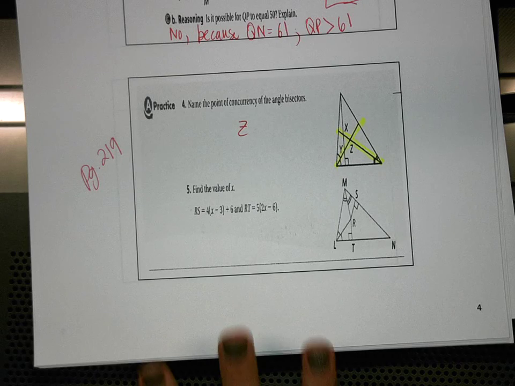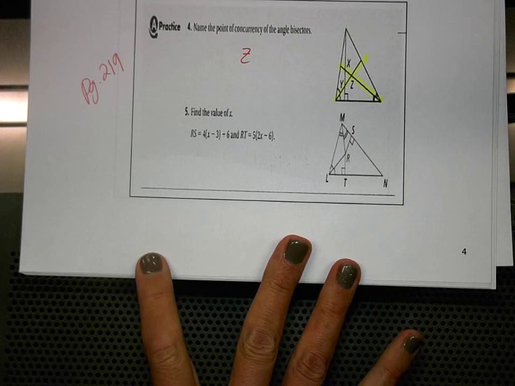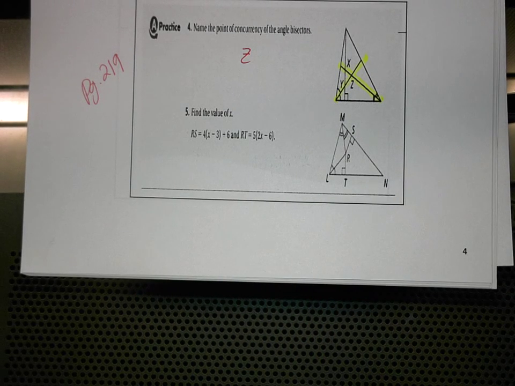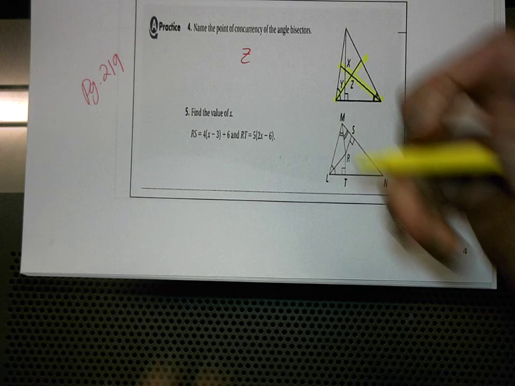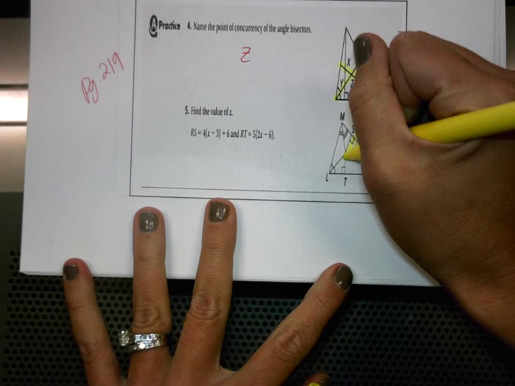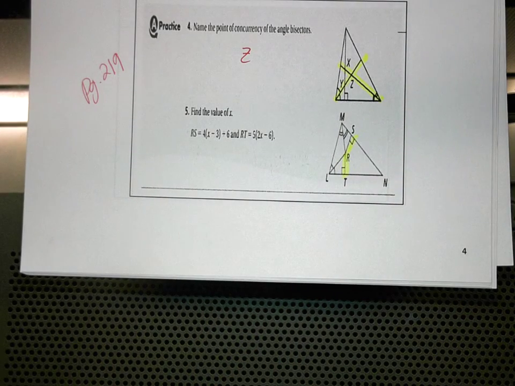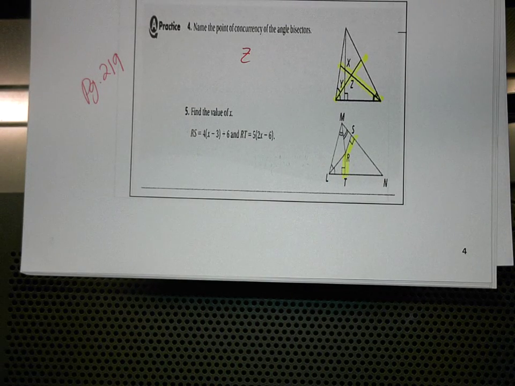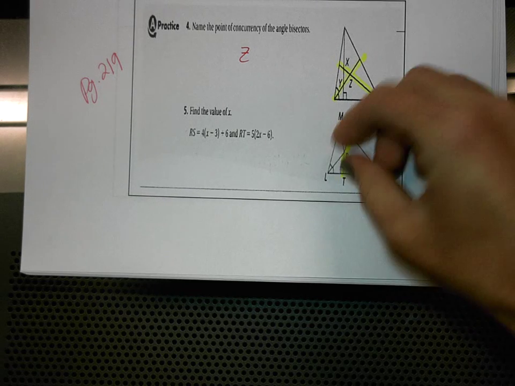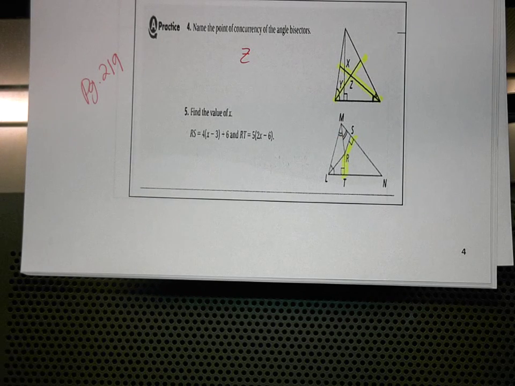Number 5. Find the value of x. How will I do that? What will I do to set up my equation? So they have RS here and they have RT here. Do you see how highlighting things sometimes helps me to see it? So we know that these two lines are actually equal to each other. And so you'd set those equations equal to each other. Show me on your hands once you get the answer.